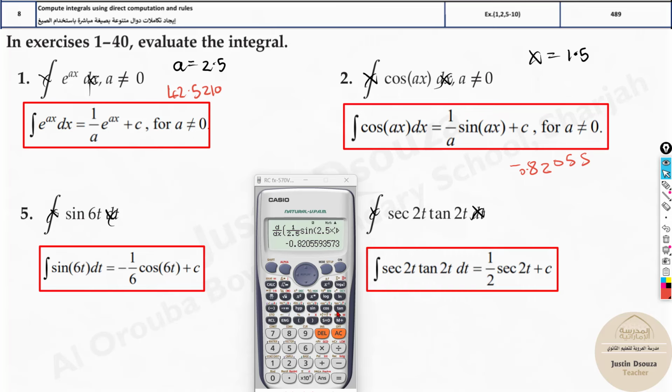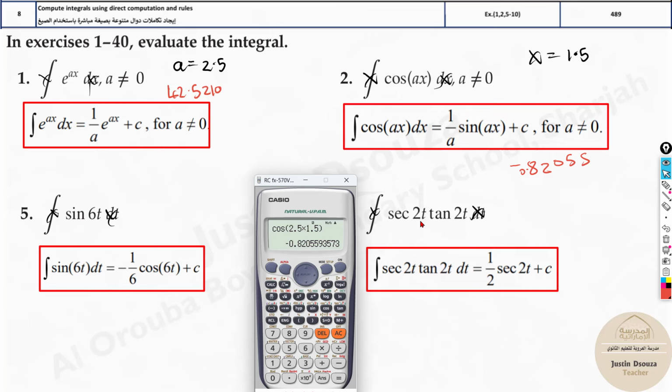Now let me substitute the given question. Only the question, not the integrals. A is 2.5, but here don't leave x as like this. You need to substitute the x value 1.5. Now let's see what is the answer. It must be, okay, it's 1.5. It must be this answer over here. And yes, it is. So this is how we do integration directly.